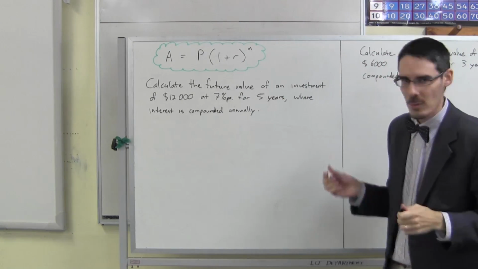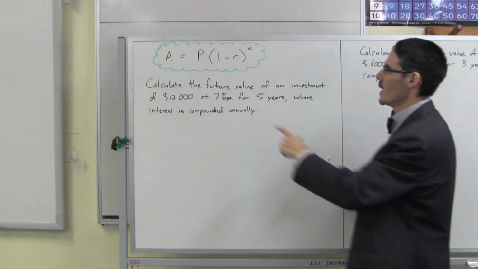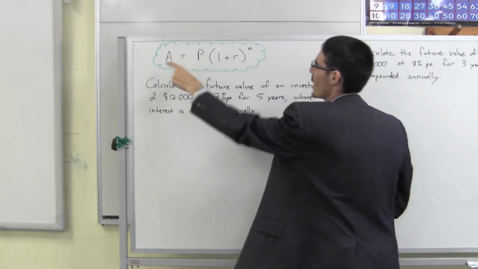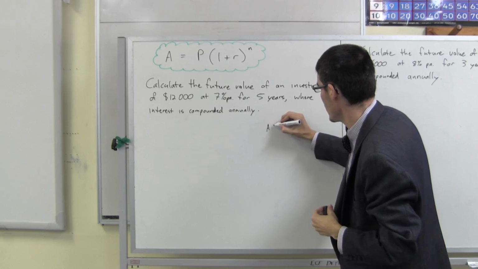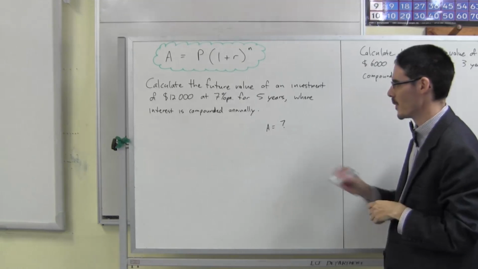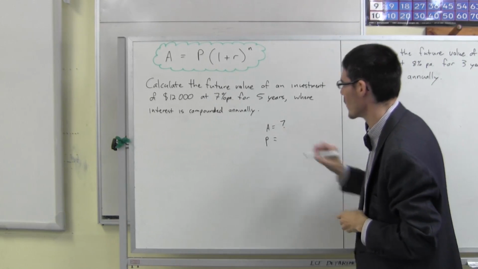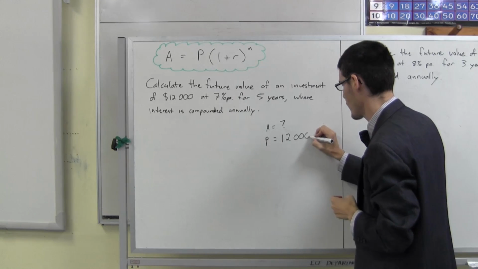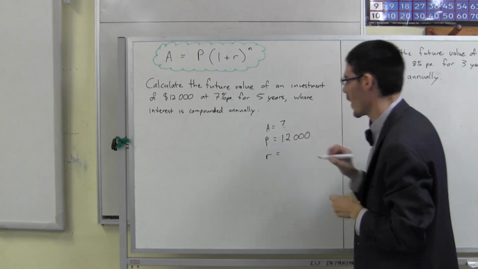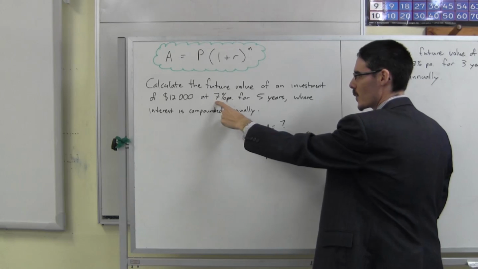Okay, so all I'm going to do is put it into my formula. These are the things I need to know about. Let's see what I've got. A, final amount, is what I'm looking for. P is my principal. What am I starting with? $12,000. R is my rate. 7% per annum.